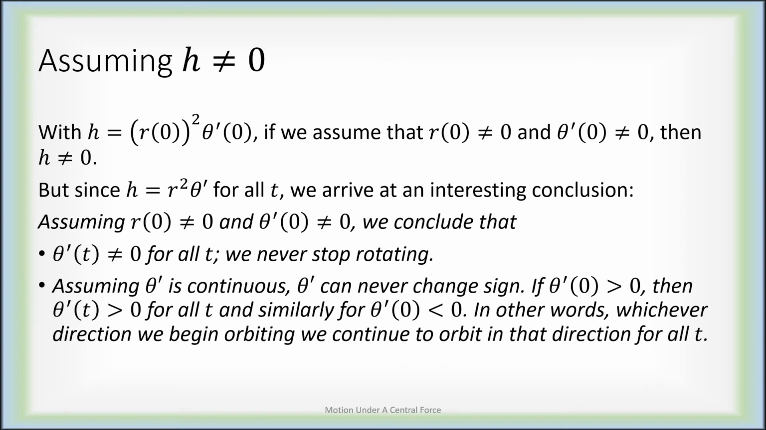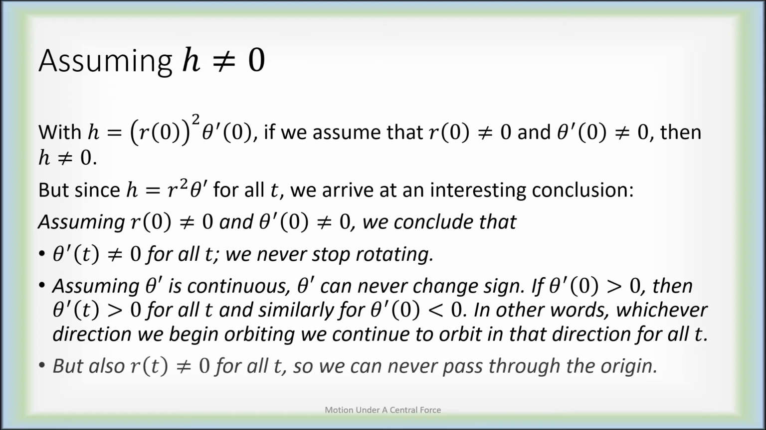But furthermore, if theta prime has to be continuous, and it's never 0, it can never change from positive to negative. So if theta prime was ever positive, then it's always positive. And if theta prime is ever negative, then it's always negative. In other words, whatever direction we begin our orbit in, we continue in that direction forever. Our direction never changes. Our angular velocity cannot ever be 0, so if it's continuous, it can't change direction.